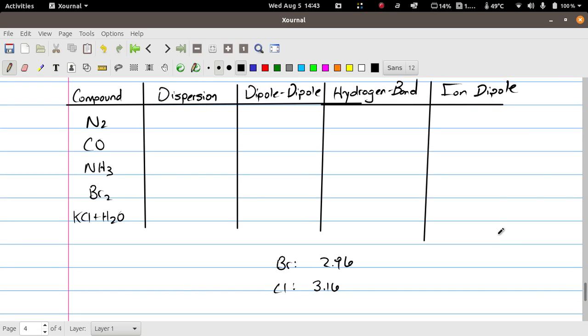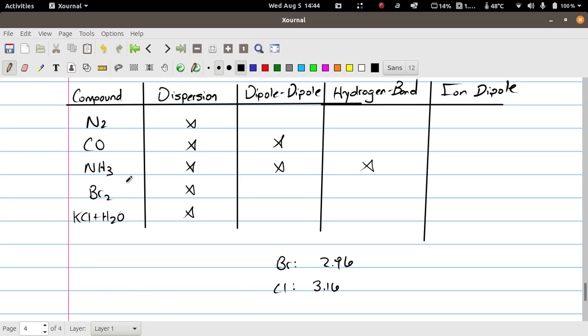Okay, so I'm going to go over these. Remember, all of these have dispersion. So N2, N is, what is it? It's 3.0. So 3 minus 3 is 0. That falls within nonpolar. It's only going to have dispersion. CO, C is 2.5. Oxygen is 3.5. It's got 1. There's no H's there, so it can't have hydrogen bonding, but it is polar, so it's going to have a dipole. NH3 is 2.1, and N is 3. So you're going to have about 0.9, definitely polar, and it's got the NH, so it's definitely hydrogen bonding.